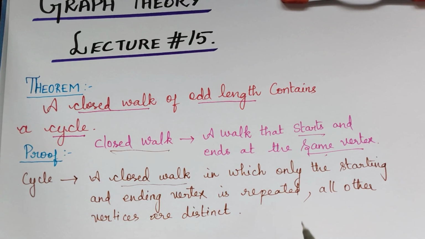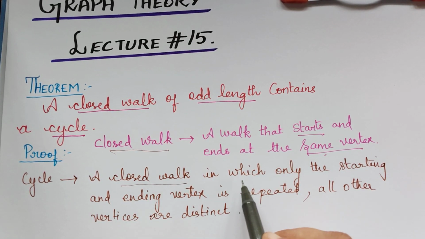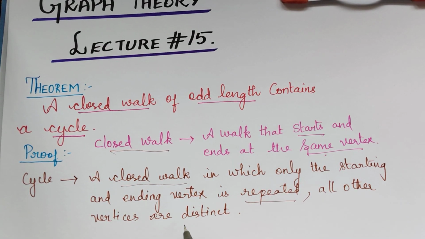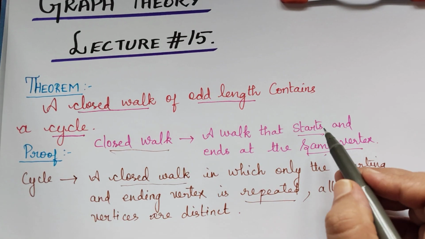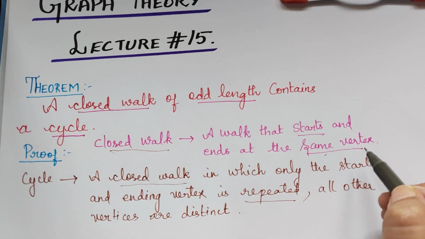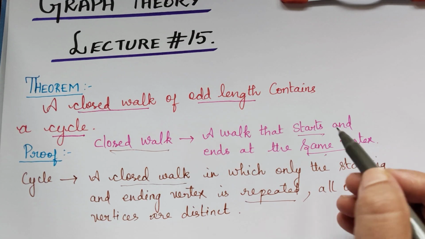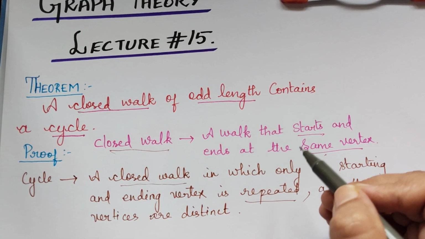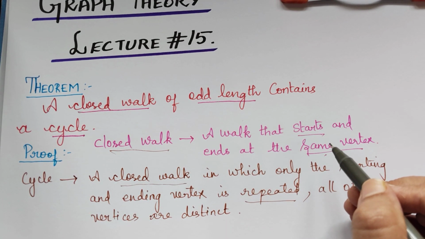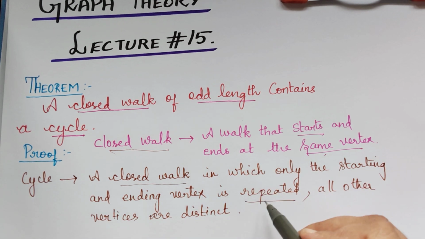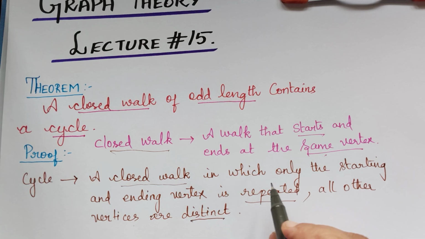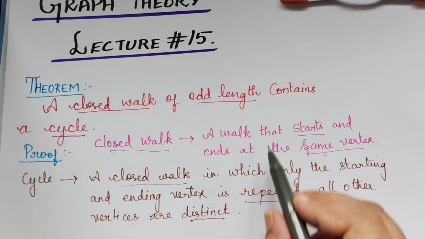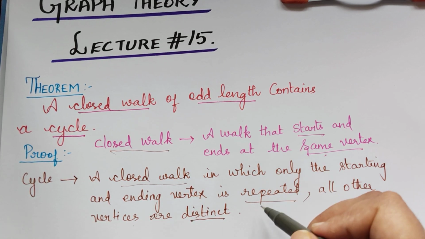The only difference being in a cycle, only the starting and ending vertex will be repeated and all the internal vertices will be distinct. Whereas in a closed walk, the starting and the ending vertex have to be compulsorily the same, and in between, we can have vertices repeated or non-repeated also. But in a cycle, compulsorily all the internal vertices should be distinct. They should not be repeated except the starting and the ending vertex. So that is the difference between the closed walk and a cycle.